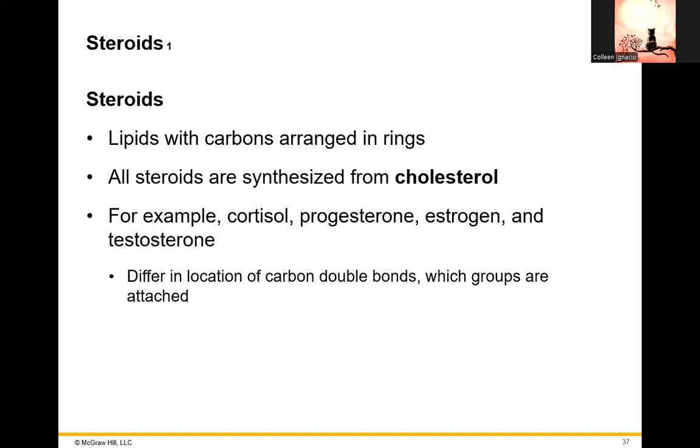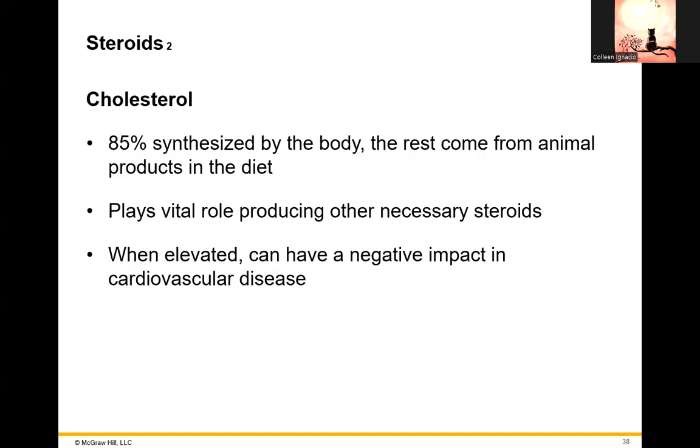So they differ in location of the carbon double bonds, and they differ in which groups are attached. So cholesterol, 85% is synthesized by the body, and the rest of it comes from animal products in our diet. So cholesterols are important because they help with other necessary steroids.